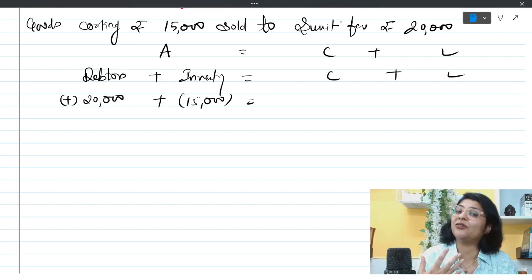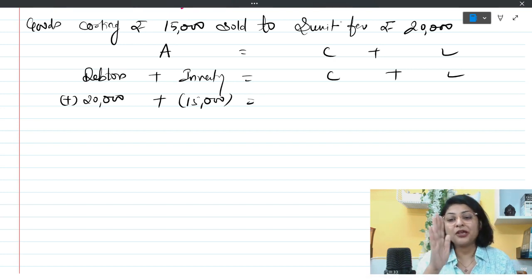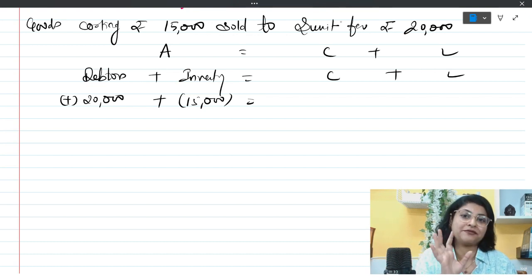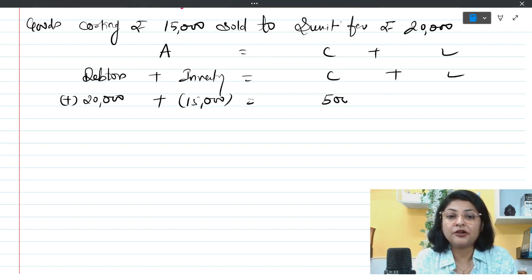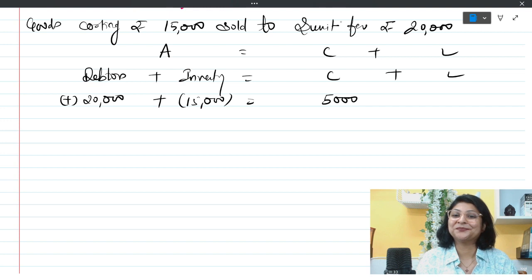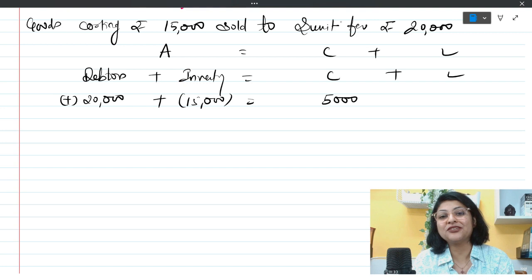Now again my accounting equation is not tallying because 20,000 plus and 15,000 minus, a difference of 5,000 is coming. So where should this 5,000 go? This 5,000 is profit and it should be added over here. Understood? So like this you are going to take care of the transaction which is related to profit. Now let us do one more transaction where we will see that goods are being sold at a loss.